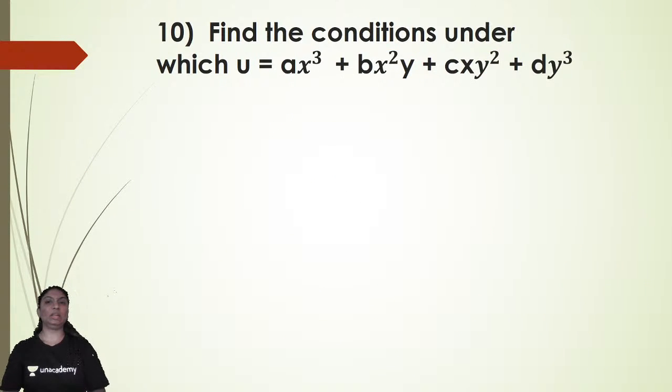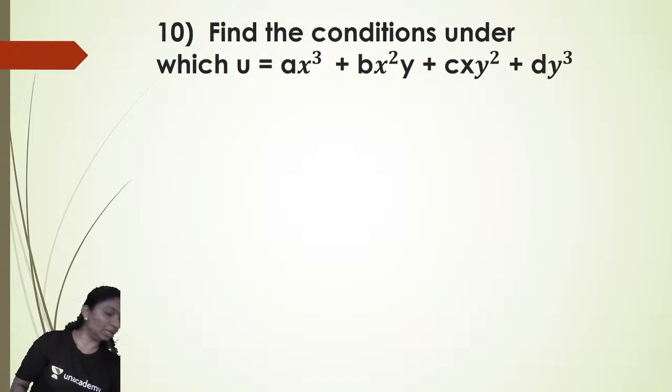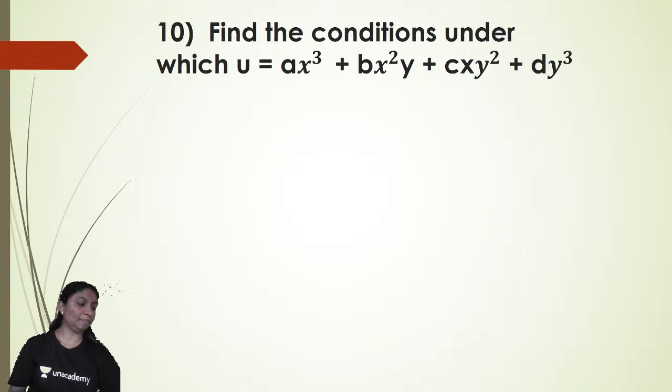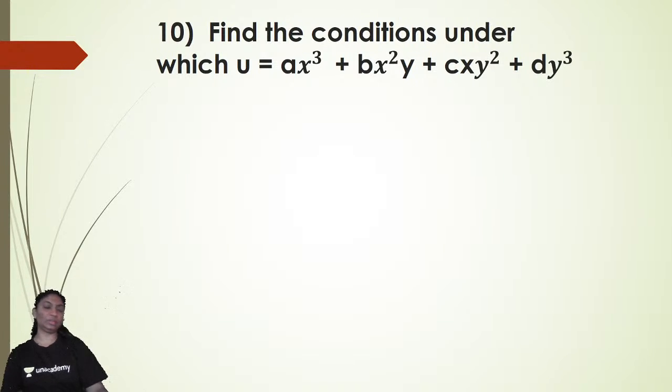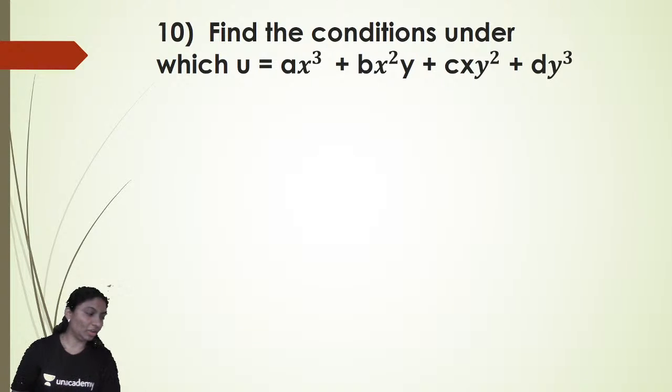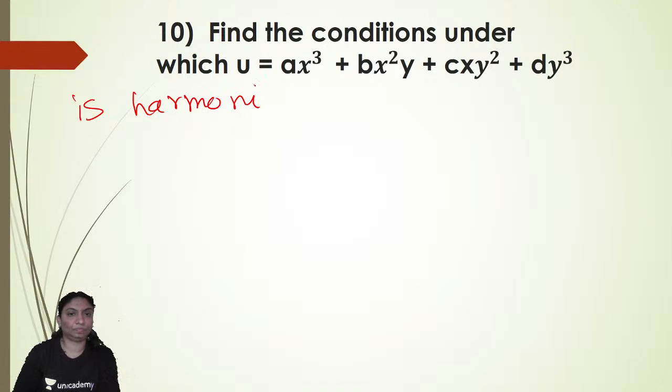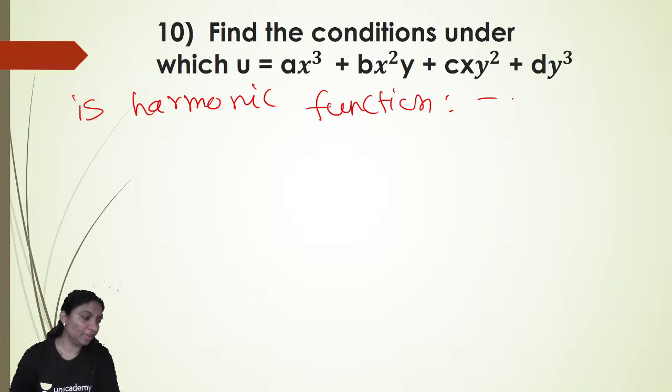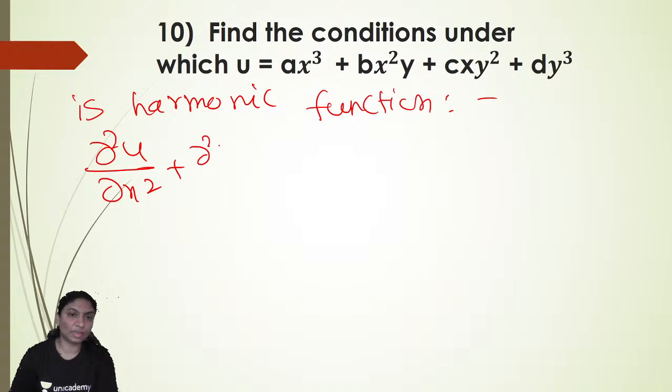So ultimately, again, find the conditions under which u is equal to ax cube plus bx square y plus cxy square plus dy cube is a harmonic function. Okay, so we know that u is harmonic when delta square u by delta x square plus delta square u by delta y square is equal to 0.